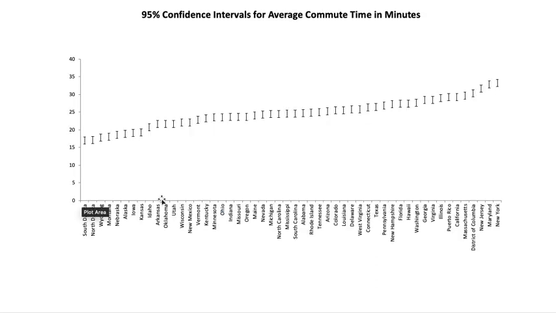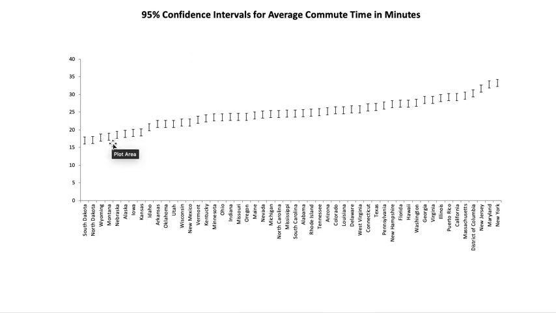And finally, we can take a look at this. This is a graph of the commute time intervals. Right, and what I was saying in one of the other videos, if these intervals overlap, then we can't tell that there's a statistically significant difference between them. Right? So we can't basically distinguish that there is a difference in mean commute time between Michigan and North Carolina.